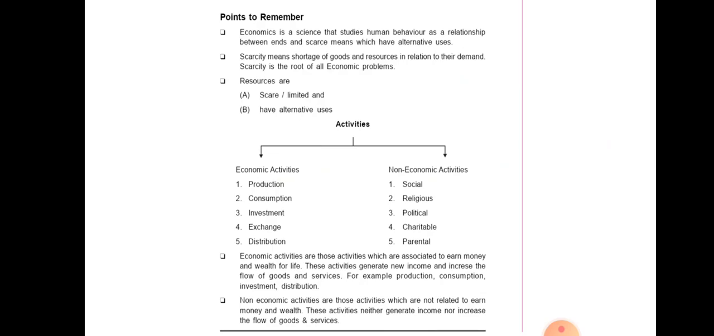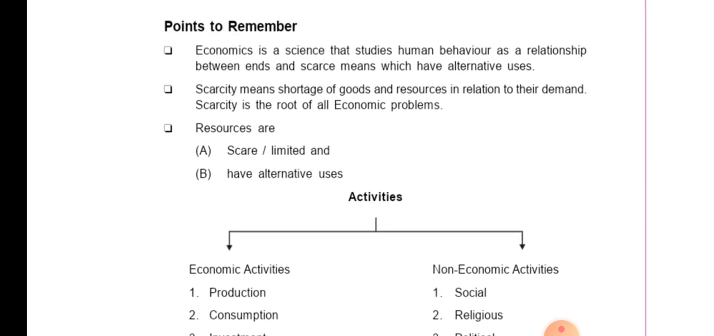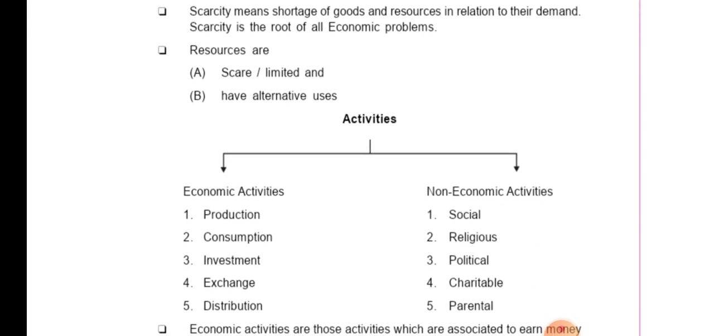So here we have discussed that economics is a science that studies human behavior as a relationship between ends and scarce means which have alternative uses. Scarcity means what? Shortage of goods and resources in relation to their demand, and scarcity is considered the root of all economic problems. Resources are scarce or limited, and resources have alternative uses. These are the two reasons why the economic activities are always going on in a cycle, right?